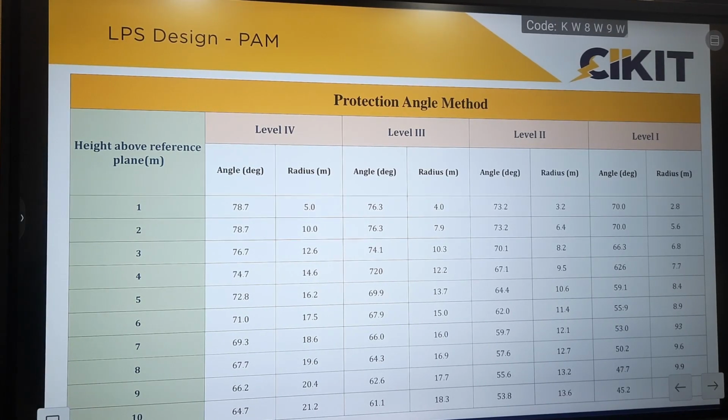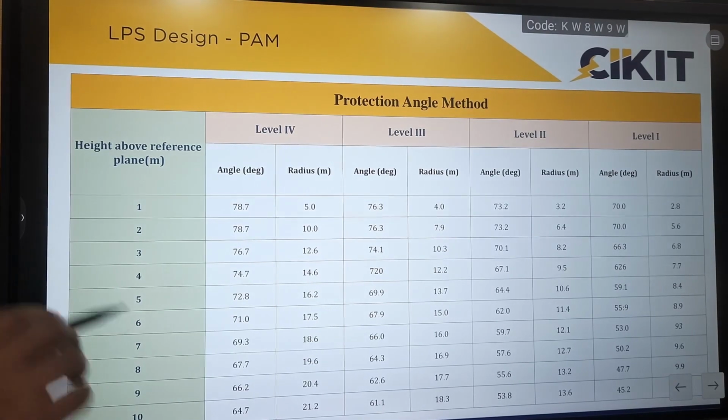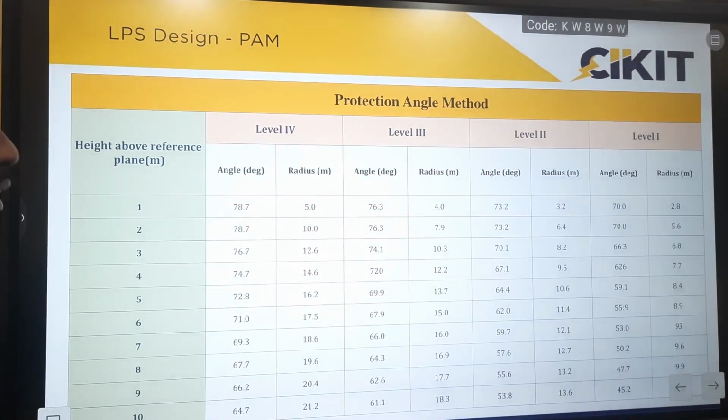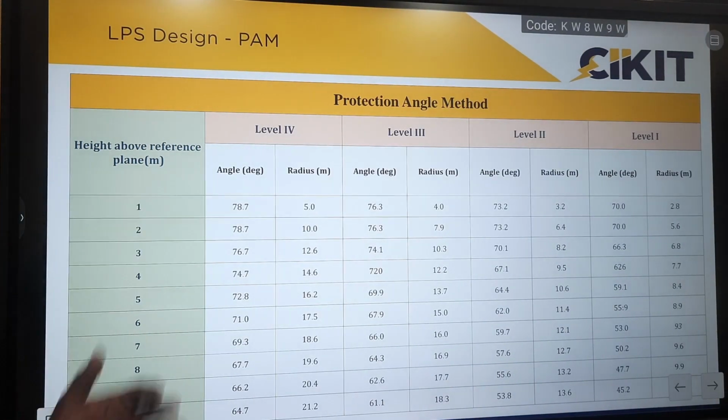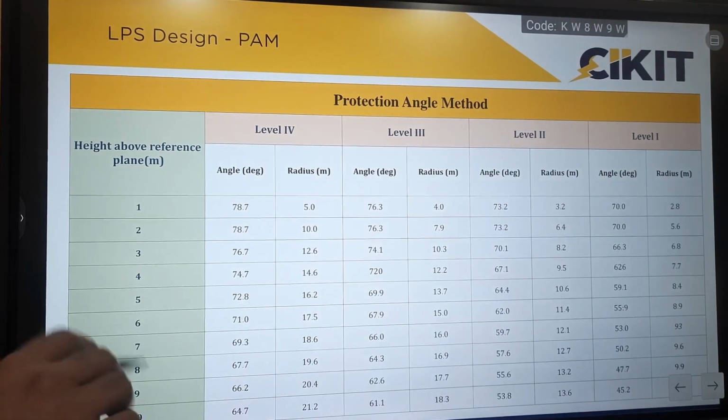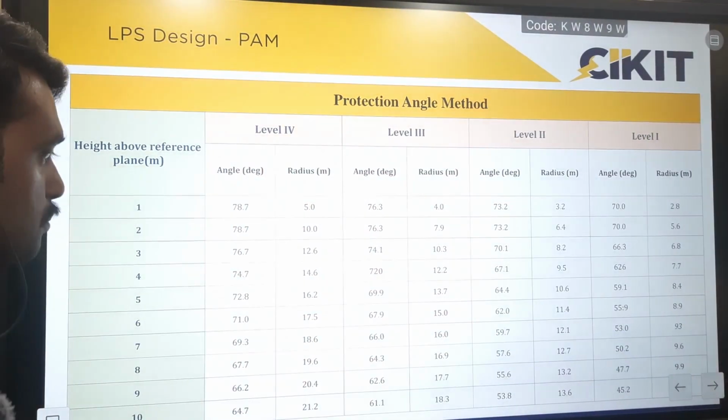And one more thing is that the graph is provided only up to 60-meter height. If the building height is more than 60 meters, then we cannot go for this protection angle method. So these are the limitations of this method. To overcome that, we will be going for the rolling sphere method.